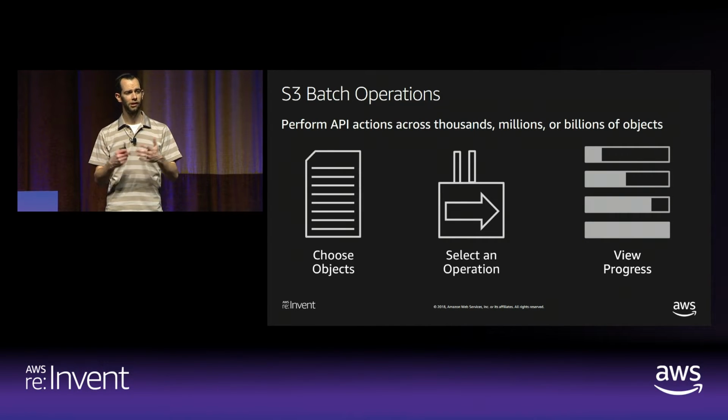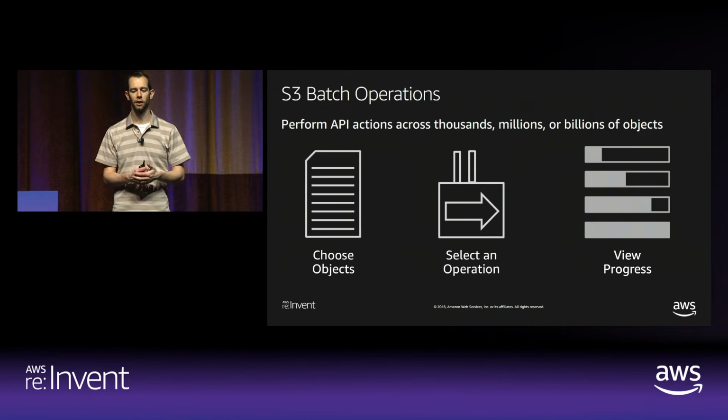You store potentially millions or billions of objects in S3. When you need to take action across many of them, perhaps all of them, we want to make that something you don't have to build an application to do. We're going to manage that on your behalf. You just give us the list of objects, and we will manage that throughout the process.